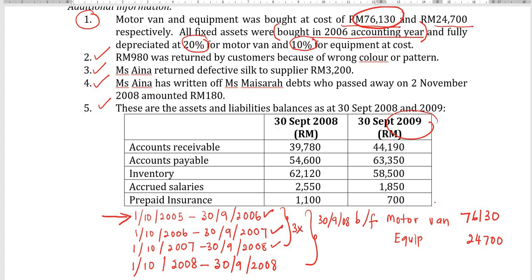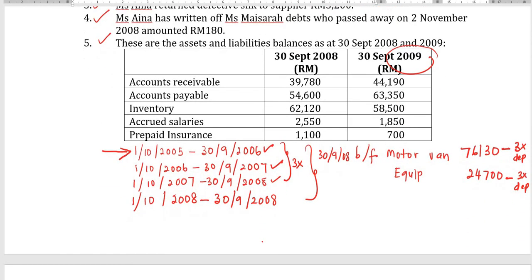Okay, so beginning balance yang ini you kena minus dengan 3 kali depreciation expense. Yang ni pun sama, kena minus dulu dengan 3 kali depreciation expense. Sebab dia bagi awak nilai masa mula-mula beli saja, bukan baki awal 30 September 2008. So I kena cari bila I beli dan I kena kira depreciation so that I can calculate my beginning capital. Okay?